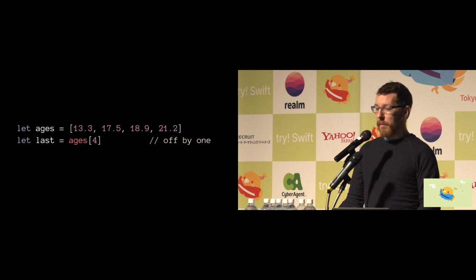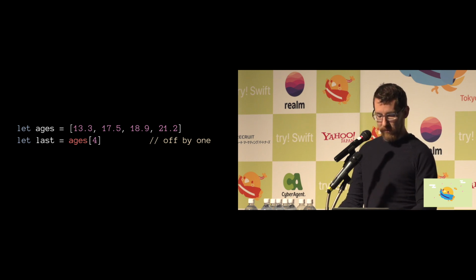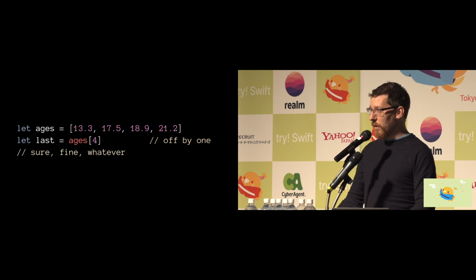Let's go back one step to the list of ages and my off by 1 error. I definitely messed up here. There's no element at index 4. And my program crashed because I tried to access that non-existent element. So what is Swift keeping us safe from? What could be worse than crashing? You know what's worse than my program crashing?